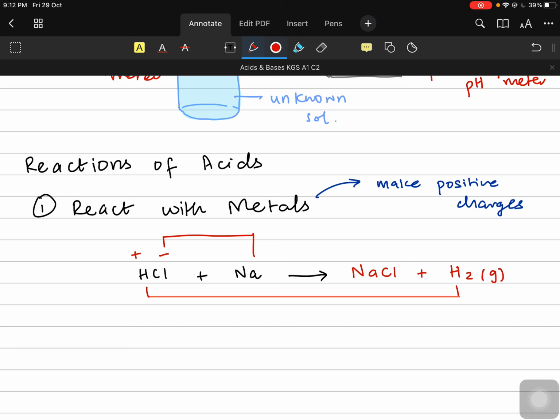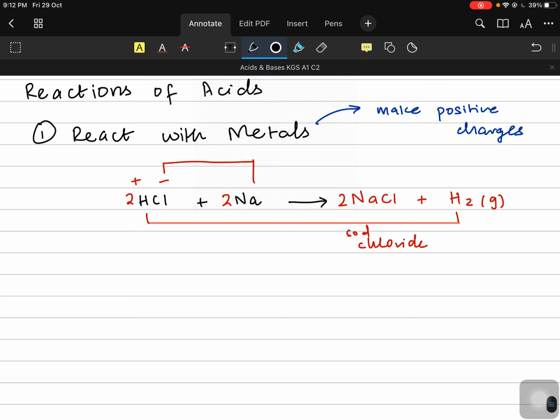So we never write H only, we write H2. In order to balance that, we have two hydrogens over here and only one hydrogen on the left hand side. So we can balance it by adding a 2 at the front of it, then a 2 at the front of the sodium and NaCl as well. So it's a balanced equation, but at the end of the day we get Na with Cl, which is sodium chloride. So this is sodium chloride and H2 gas.